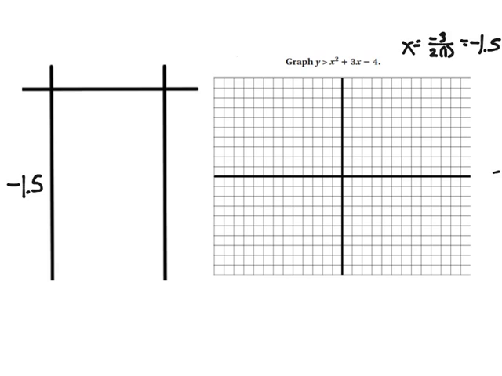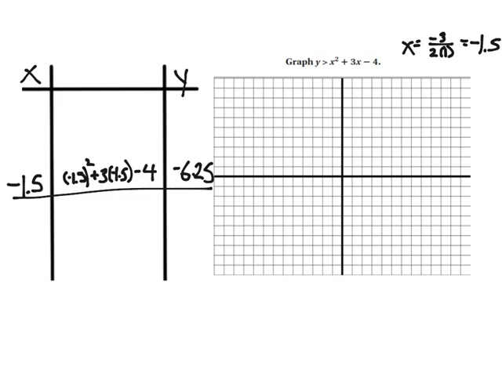Now we plug in -1.5, and this is our vertex. So it's -1.5 squared plus 3 times -1.5 minus 4. And we get -6.25.